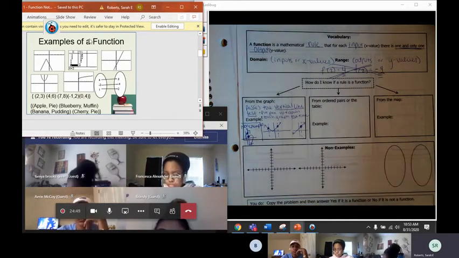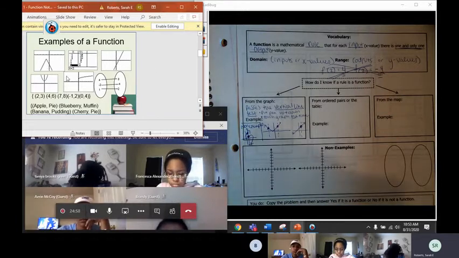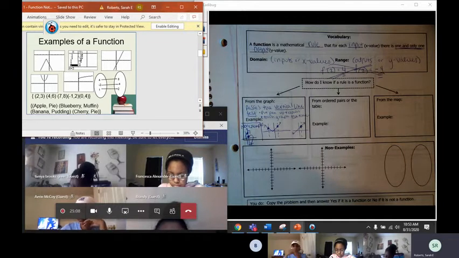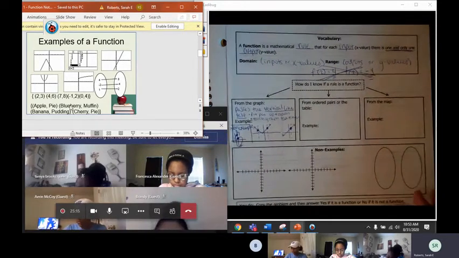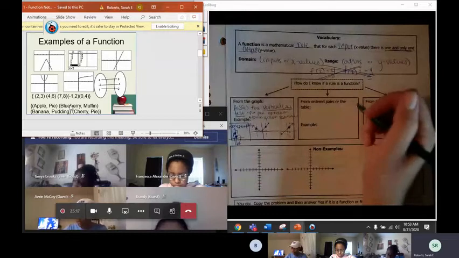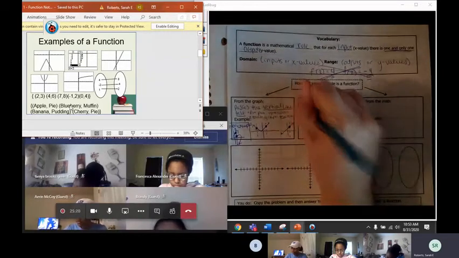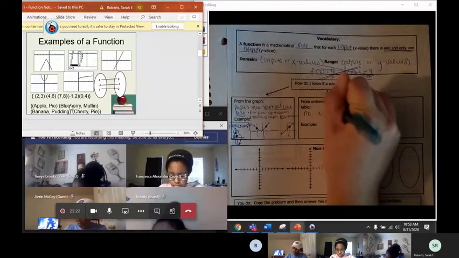So here in the PowerPoint, there should be examples of functions. And they give a couple graphical examples, this absolute value, a line, a quadratic, and a square root function. And now we're going to talk about the ordered pairs, which are these guys down here, and I guess this table too. Those count as ordered pairs. Okay, so from the ordered pairs or a table, we should have no x values that repeat.